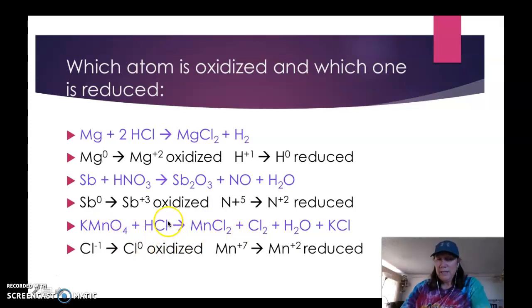Okay, so again, the chlorine here was combined with hydrogen, it was -1. Over here, it's by itself, it's 0. So it went from -1 to 0, it's oxidized. Okay, it's more positive, right? Because 0 is more positive than -1. Manganese goes from +7 to +2. Over here, it was +7, here it was +2. So now it became reduced. It's less positive. That's how you figure them out, okay?